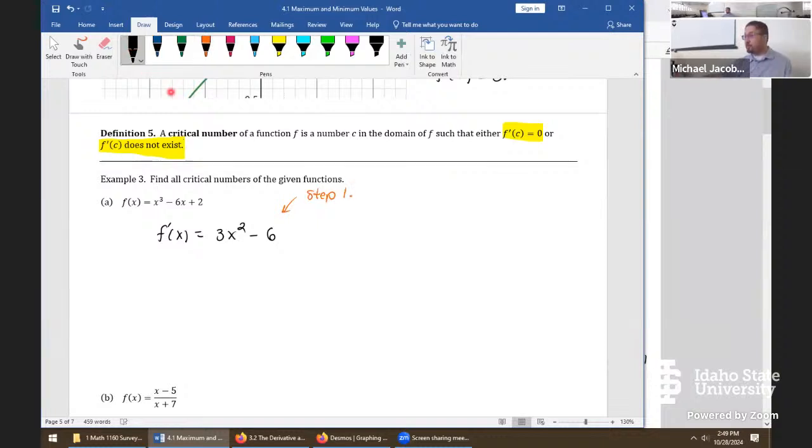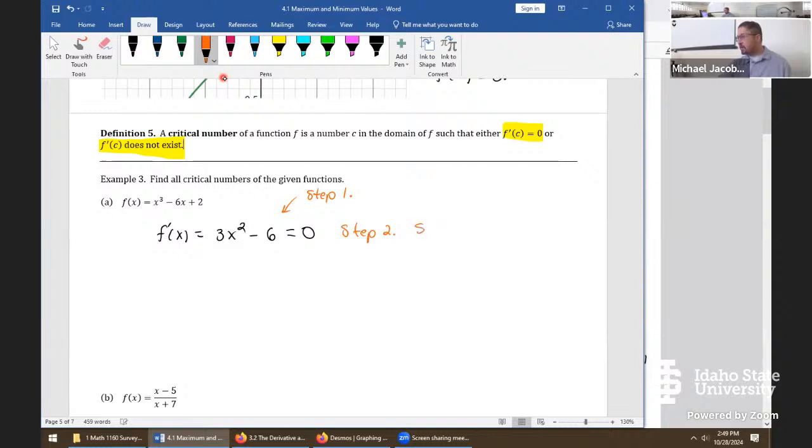But then if we're finding critical numbers like we're asked to in example 3, we look for ways that this might not even exist. Well, the domain of that is all real numbers, and so that's not going to be a problem on this one. Next thing we look for is, when will the derivative be equal to 0? So once we go and write a little bit more officially with an actual pen, equals 0, we're now on step 2.